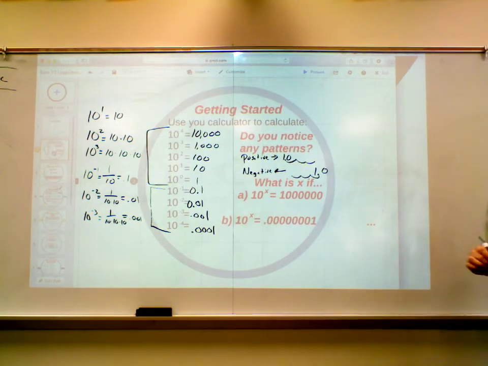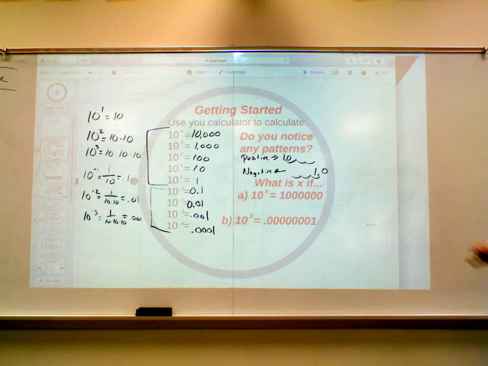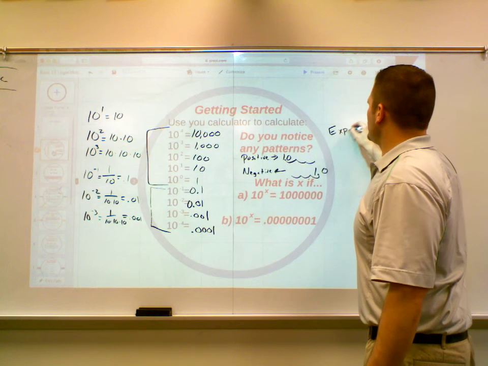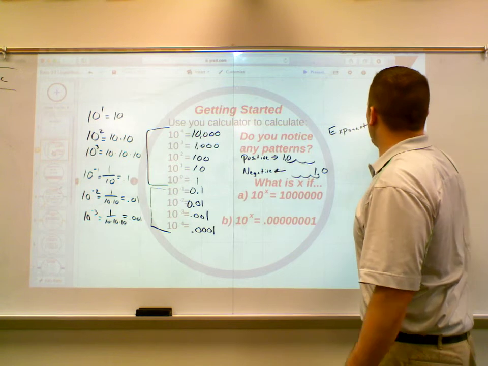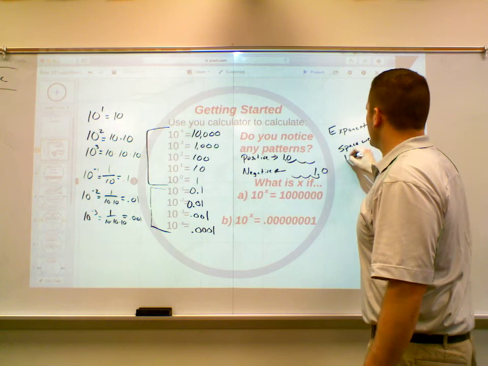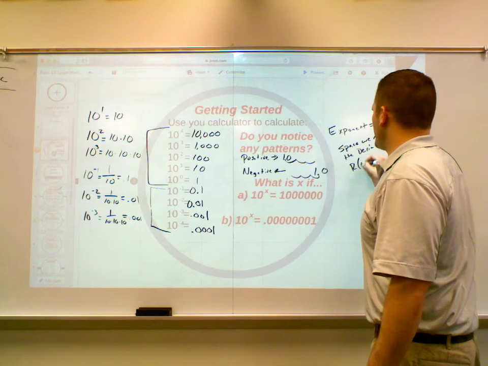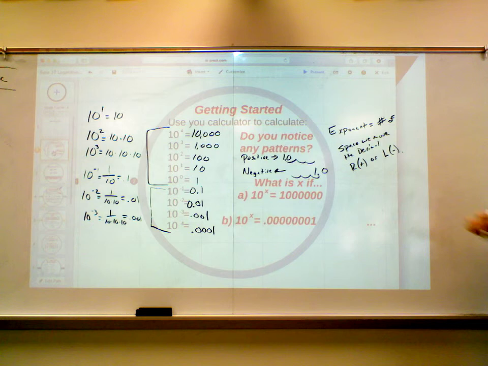Okay, does that make sense? Yup. Right? So the exponent is basically how many spaces you move the decimal point to the right or the left. So you can write: exponent equals the number of spaces we move the decimal, right, which is positive, or left, which is negative. Right?